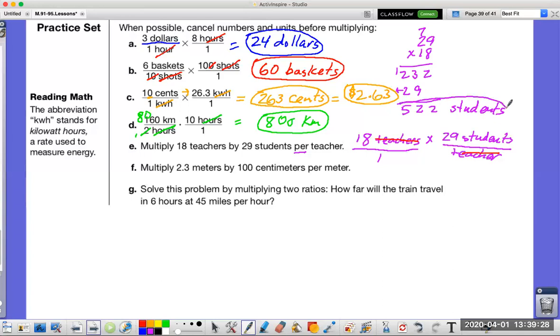522 students. That would be the answer for this. If you have 18 teachers and 29 students per teacher, that means there are going to be 522 students in that school.